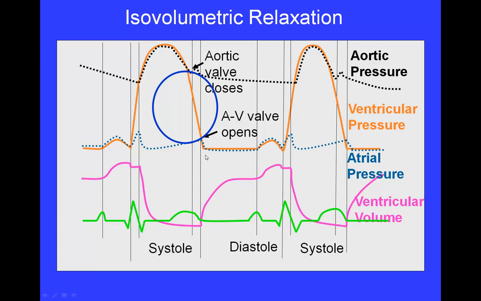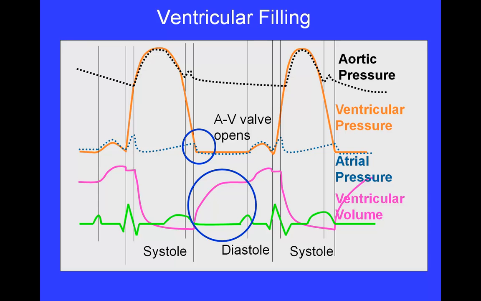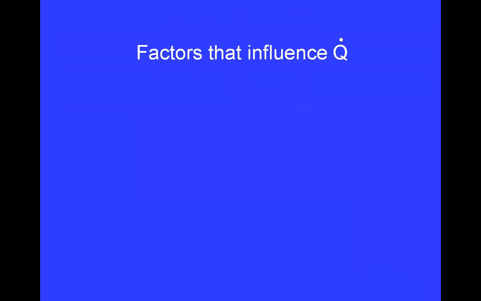So again, we've got a situation where when the AV valve opens, blood is going to go from the atrium to the ventricle, and we're going to begin to preload the ventricle for the next cardiac cycle. So when the AV valve is open, and this is mostly a passive situation of filling, we're going to have a gradual increase in volume, which is our purple line again, of the left ventricle, because blood is going from the atrium and preloading the ventricle, getting it ready for the next systole. So again, in a nutshell, that's what happens over and over and over again as our heart continues to beat. So we're going to look at factors that influence cardiac output.